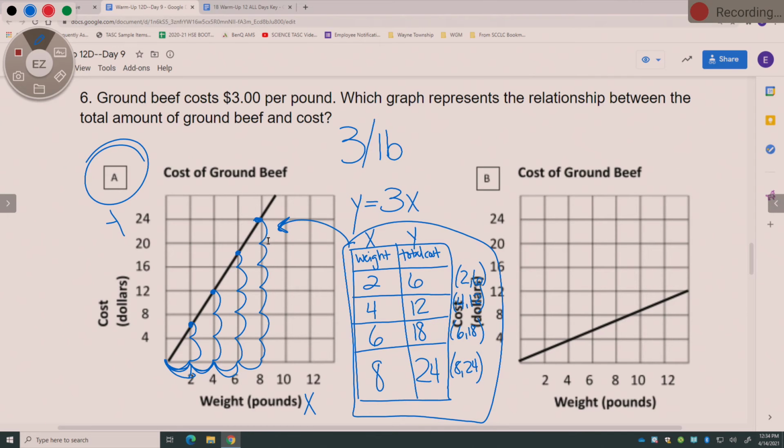Now, let's just look at B and see how we can tell that it's wrong. So, my table tells me that at 2 pounds, I should have $6 worth of ground beef. At 4 pounds, I should have 12. So I'm already noticing that the points on my chart are not matching the line on my graph, which means that B is definitely the wrong answer.